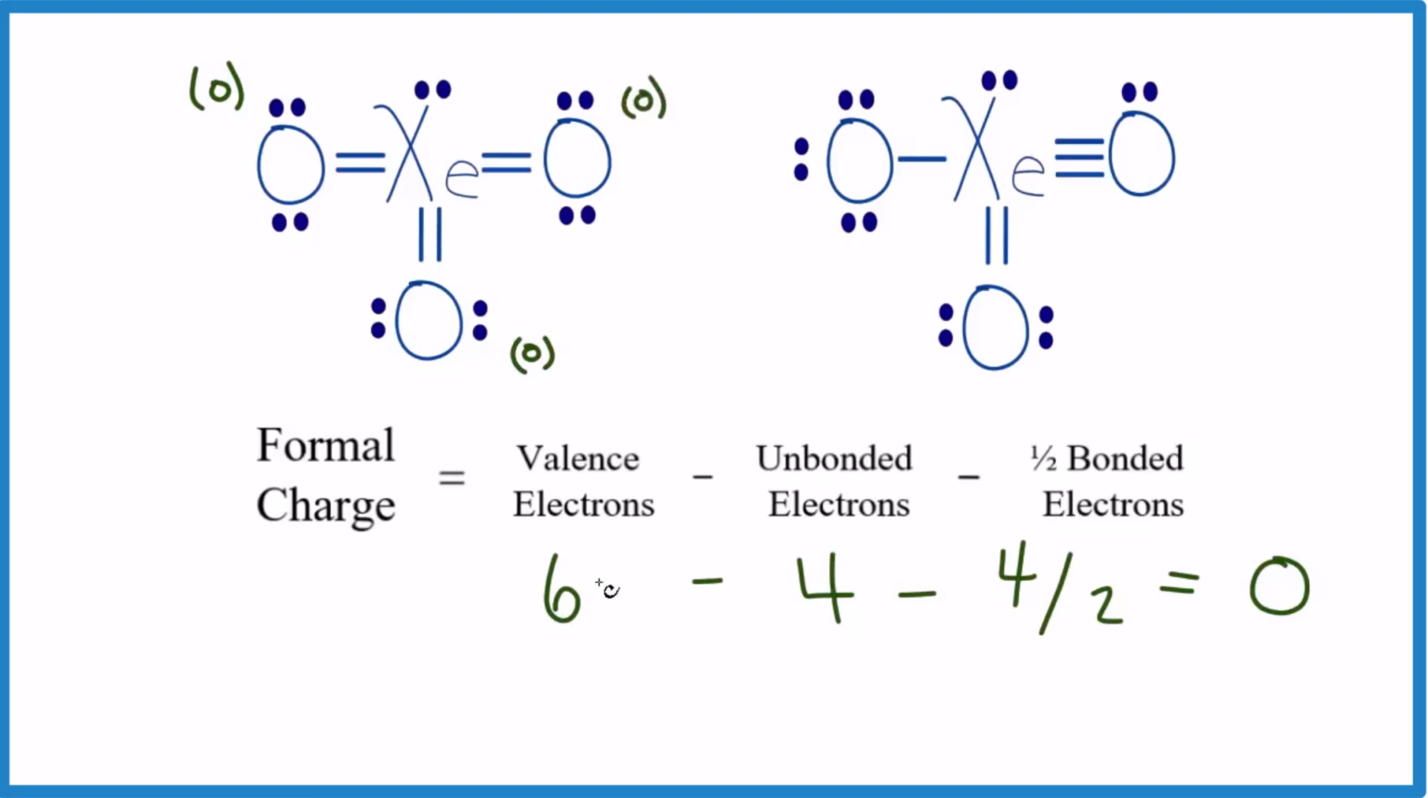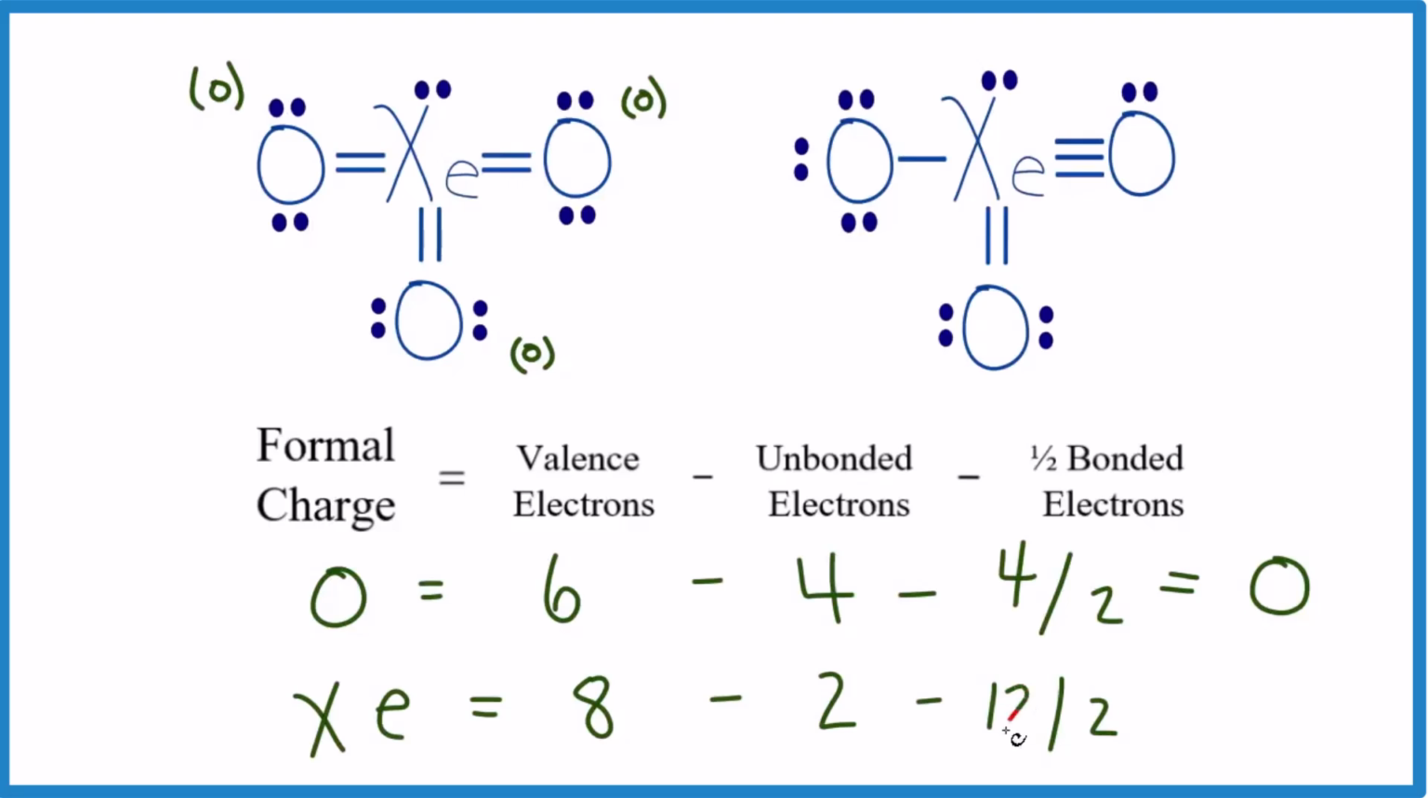For the xenon in the center, xenon is in group 18, 8A. It's a noble gas. It has 8 valence electrons. Then unbonded, there are 2 of them up there. And then bonded, we're going to divide that by 2. We have 2, 4, 6, 8, 10, 12 bonded valence electrons. So 8 minus 2 is 6, minus 12 over 2. That gives us 0 as well. So the formal charge on the xenon here is 0. So this looks like a pretty good structure because all the formal charges are 0.